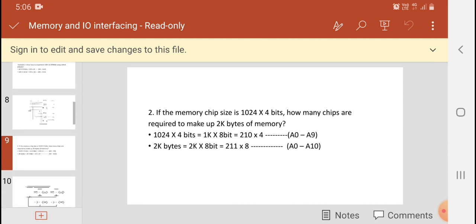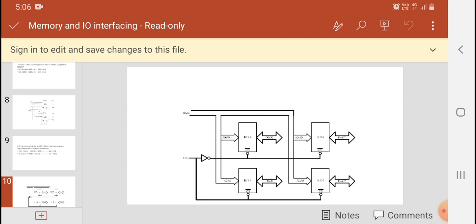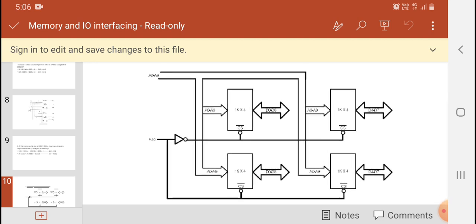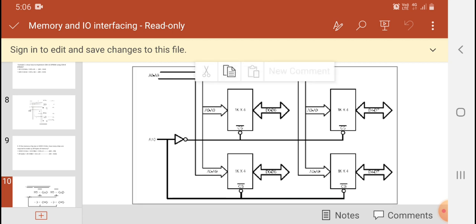Look into the diagram. In the upper two memory ICs, it is not mentioned whether it is a RAM or ROM, so I don't mind whether it is going to read or write. I'm just going to draw the memory content and how it is interfaced with 8086. If it is mentioned as ROM or RAM, you have to give the control signals read and write also. Since it is not mentioned, just the chip select signal is enough.